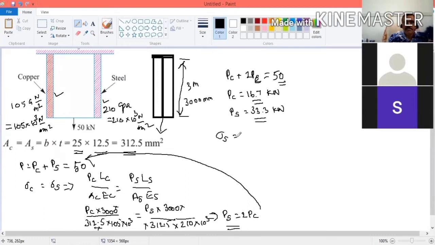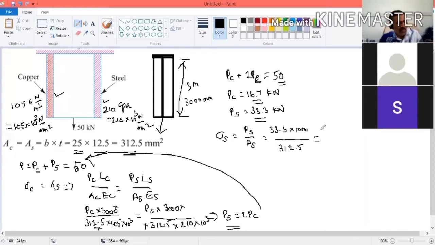Sigma S is equal to PS by AS. PS is 33.3 into 1000 Newton, divided by area. Already we have the area, 312.5. It will give the stress value.